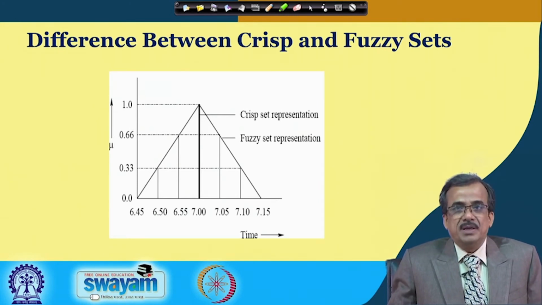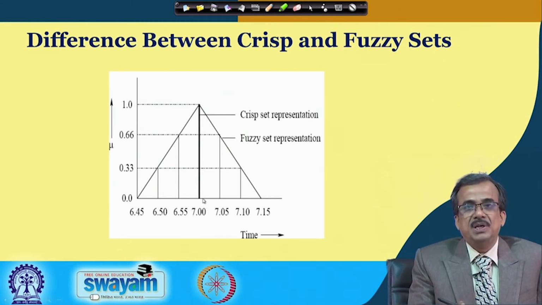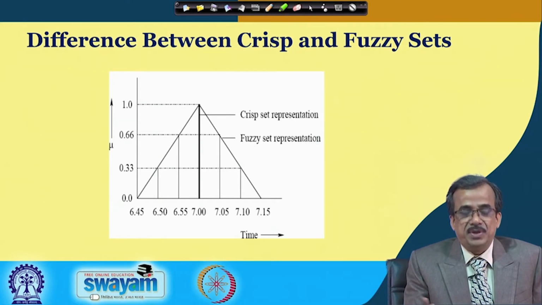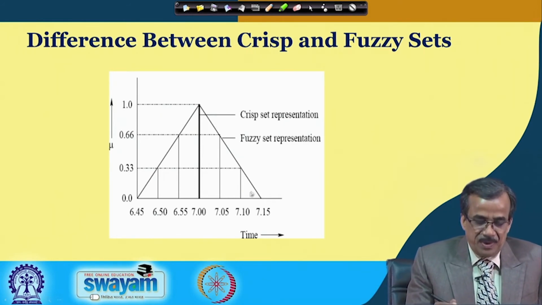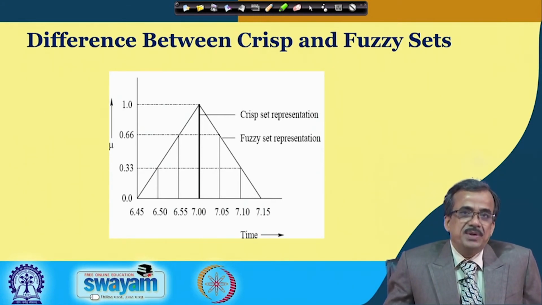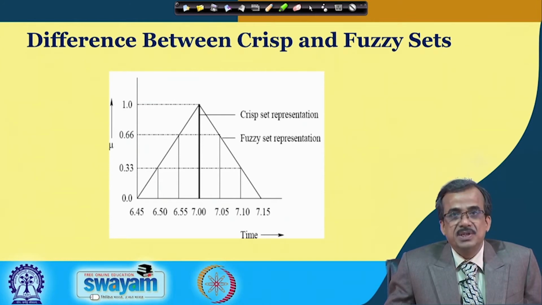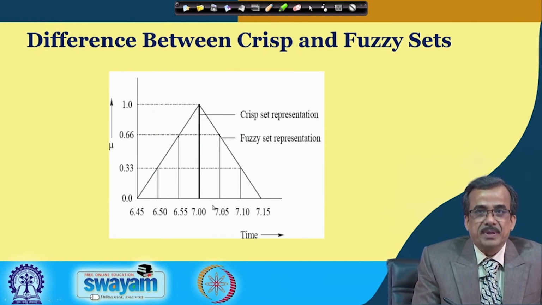Now, let me take another example. This particular example is going to tell us more clearly what is the difference between the fuzzy sets and the crisp sets. Supposing that I am going to invite my friends for today's dinner party, and the time has been given as 7 p.m. for the dinner.